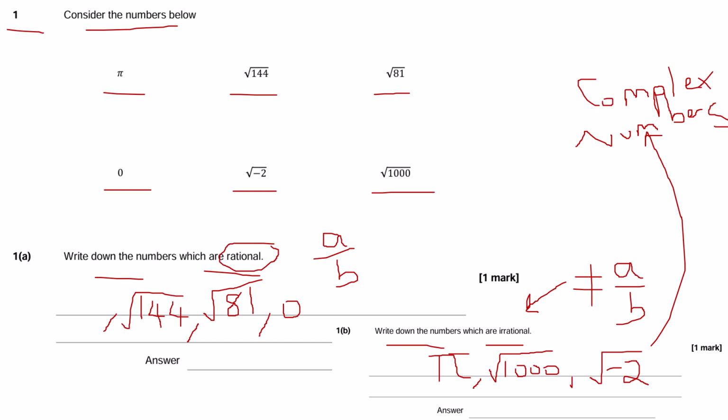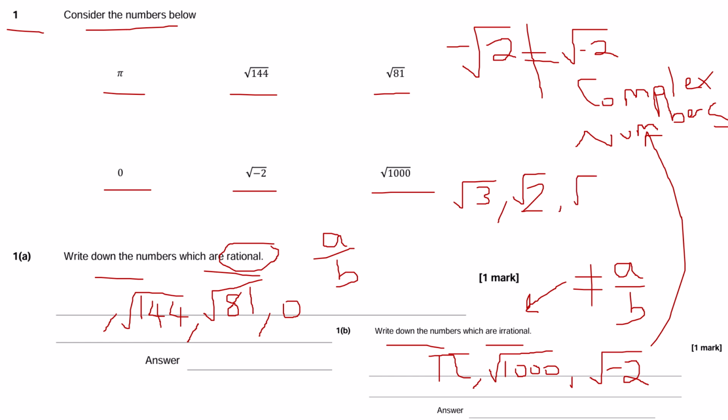However, don't get this mixed up with minus root 2. That will give you an answer, whereas this is not the same as the square root of -2. So bear that in mind. But any surd, for example root 3, root 2, root 5, is irrational. You can also see that e, Euler's number, is irrational, and so on and so forth.